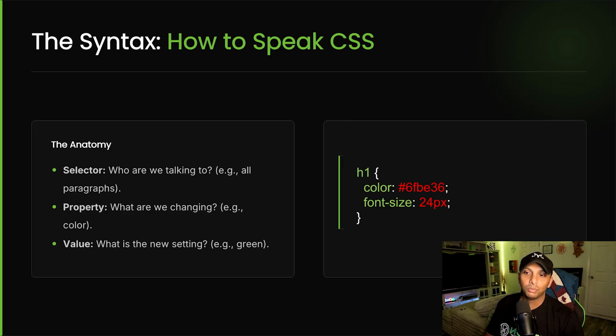So this is just a simple syntax here. We have heading 1. Here on the right hand side, we have the first syntax that we're looking at, right? The selector is going to be H1. So what are we talking to, right? That's going to group everything within that relationship.